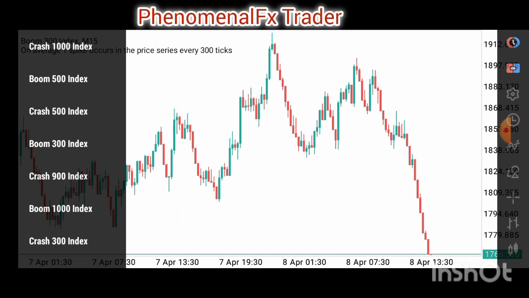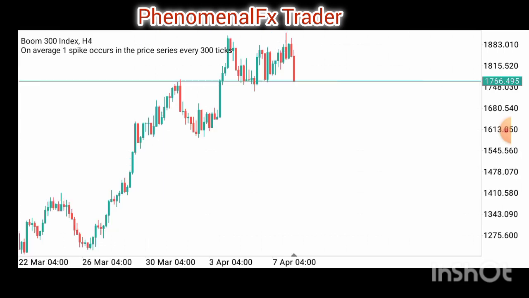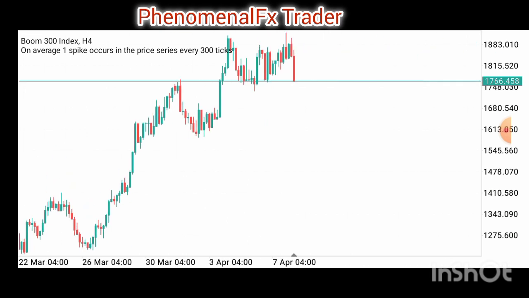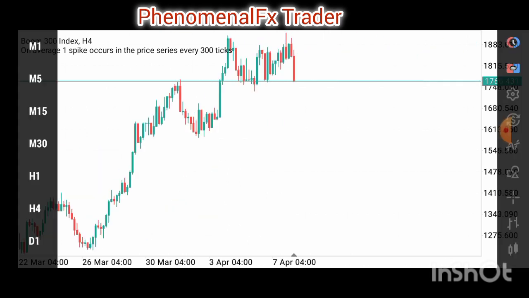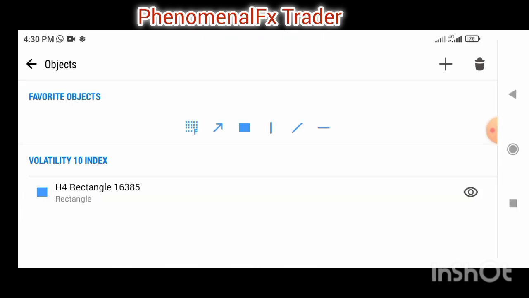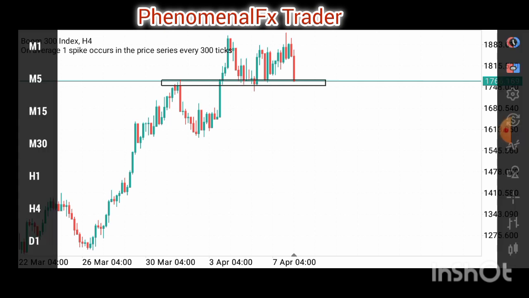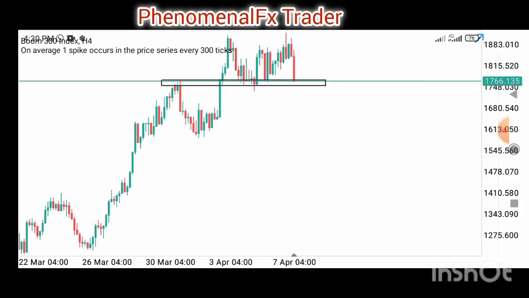On Boom 300 Index, you can see the massive sells here. Then if we go down to, let's say, the 4-hourly time frame, you will notice that the market had been buying until it got to a certain zone. It bought up to the zone and then reversed and broke above that zone. So now the market has come back to retest that zone. From what I can see, this looks like a first top and this looks like the second top. So the market has created a double top.